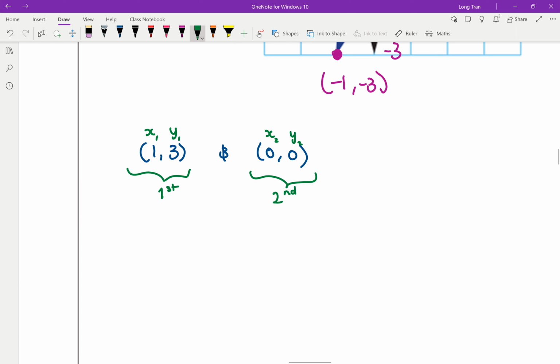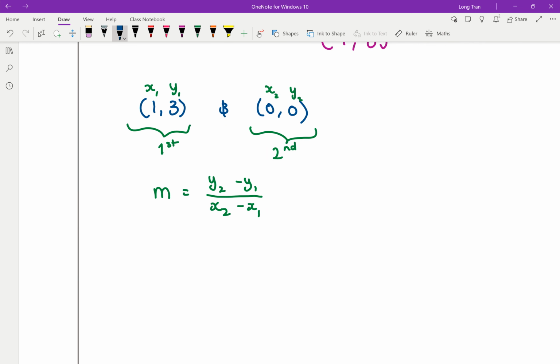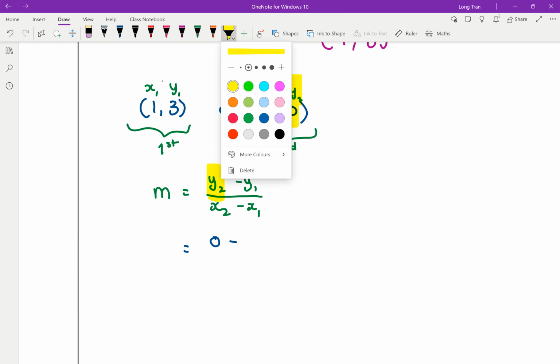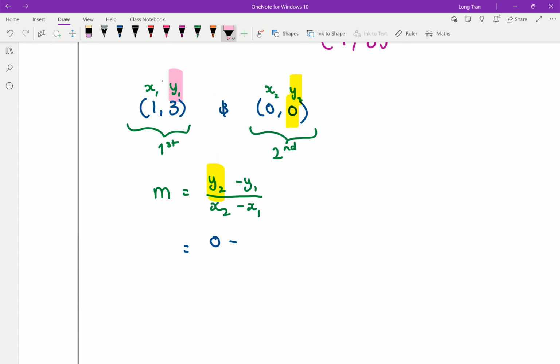Now, once I've labeled it, you can then use the formula that I gave you. m is equal to y2 minus y1 over x2 minus x1, okay? So if I follow this formula, what we have here is, which one is y2? Clearly y2 is over here, and that's representative of 0. So I'm going to put 0 in, 0 minus, which one's my y1? So let's have a look. y1 is over here, and that's representative of 3.